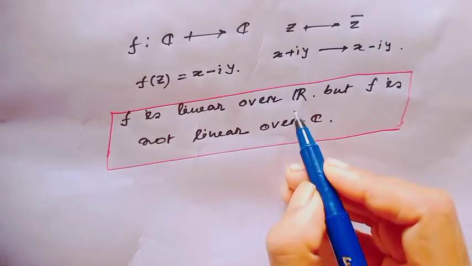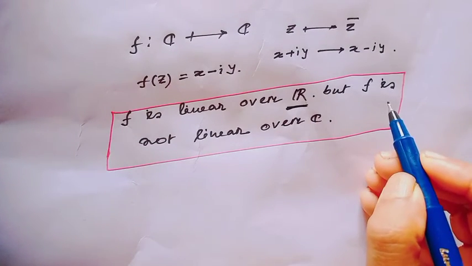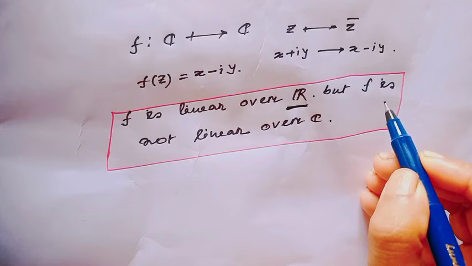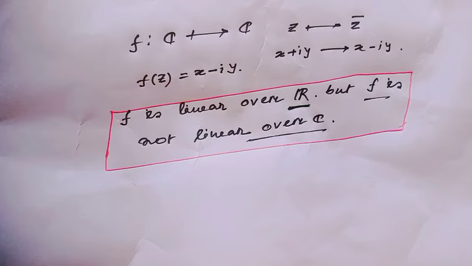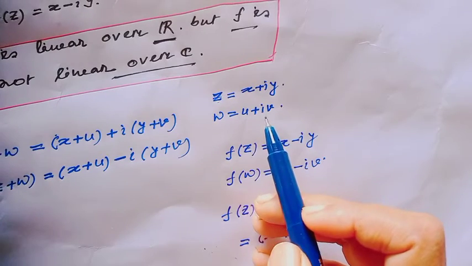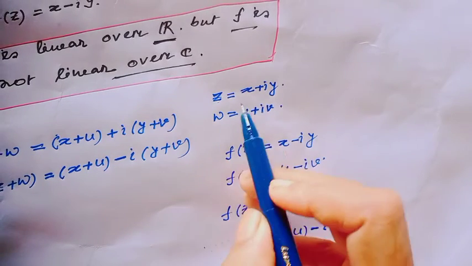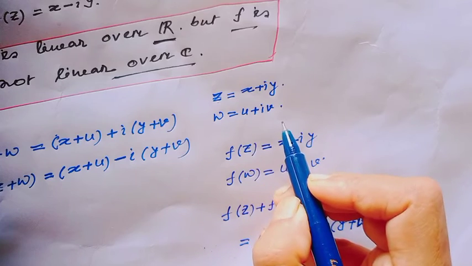F is linear over the field R. But if we consider C, the complex numbers, then F is not linear over the field of complex numbers. Why? Just think. The proof is of this type. Consider two arbitrary complex numbers. Consider z equal to x plus iy and w equal to u plus iv.